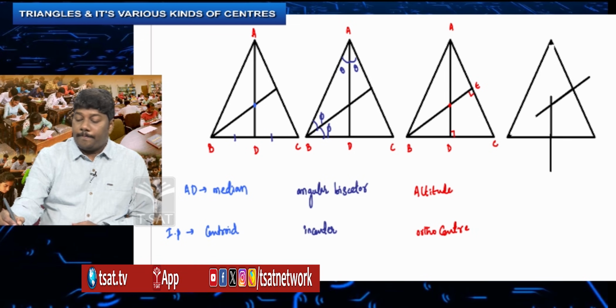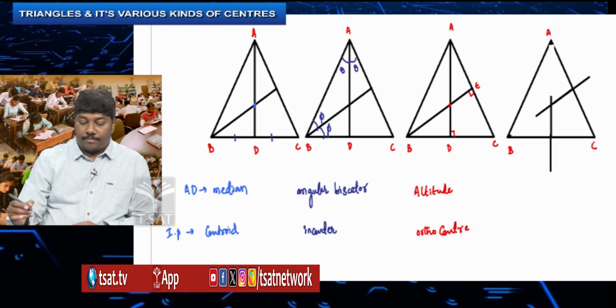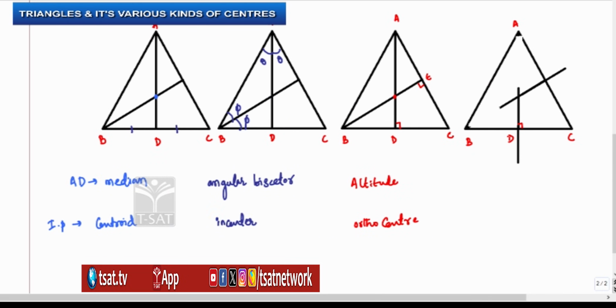In the last one, I do not call it AD, but here this line is perpendicular to BC and it is dividing BC into 2 equal parts. So I call it a perpendicular bisector. So here this is a perpendicular bisector, and the intersection of perpendicular bisectors is called the circumcenter.